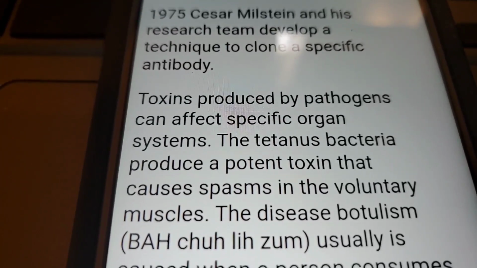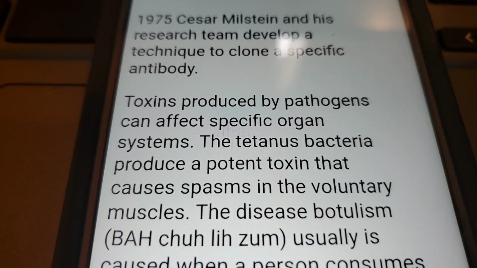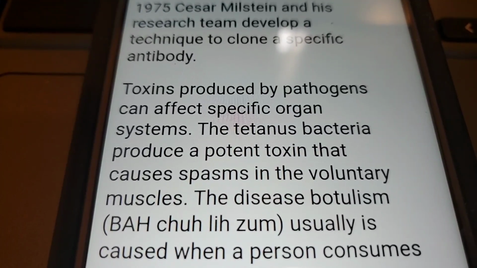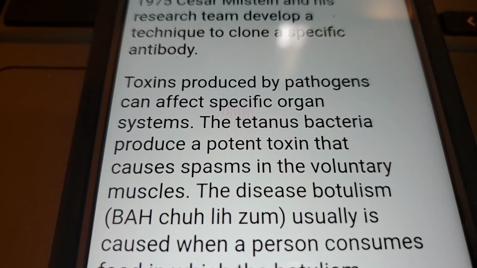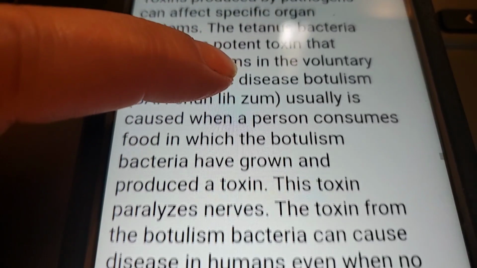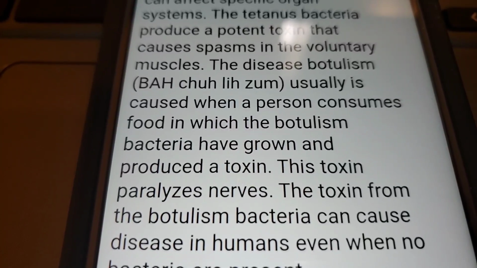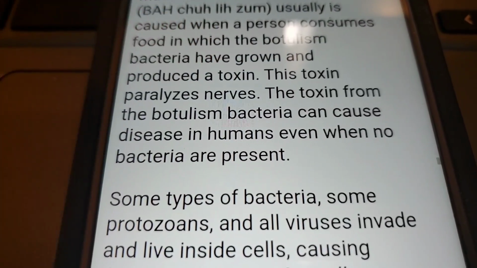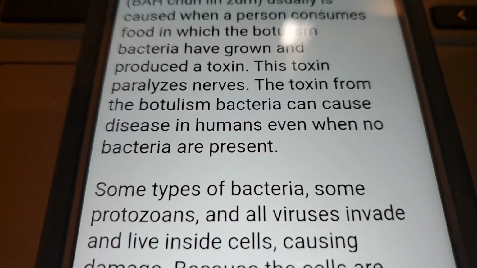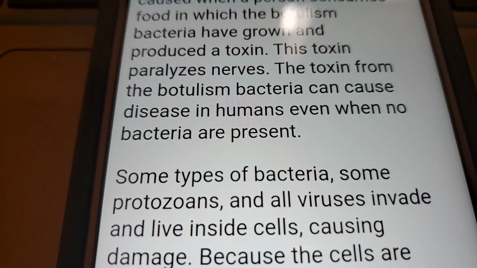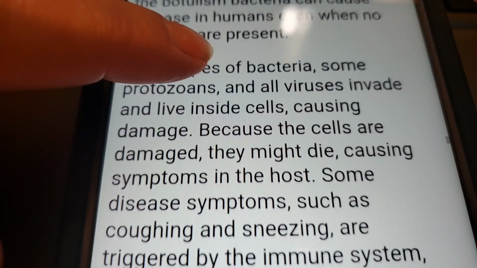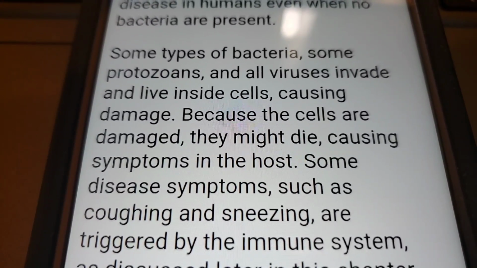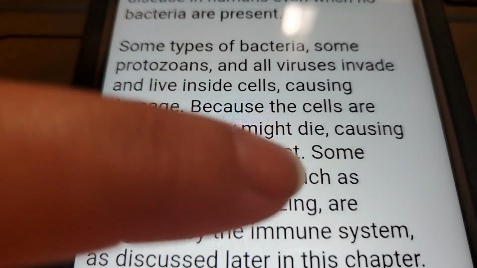Toxins produced by pathogens can affect specific organ systems. The tetanus bacteria produce a potent toxin that causes spasms in the voluntary muscles. The disease botulism usually is caused when a person consumes food in which the botulism bacteria has grown and produced a toxin. This toxin paralyzes nerves. The toxin from botulism bacteria can cause disease in humans even when no bacteria are present. Some types of bacteria, some protozoans, and all viruses invade and live inside cells, causing damage. Because the cells are damaged, they might die, causing symptoms in the host. Some disease symptoms, such as coughing and sneezing, are triggered by the immune system.